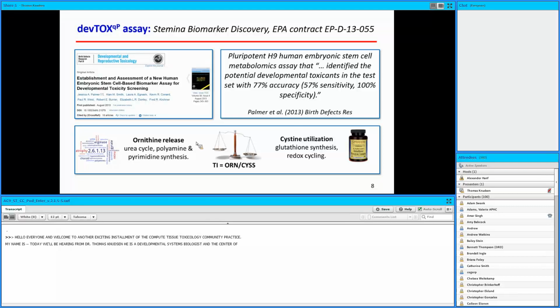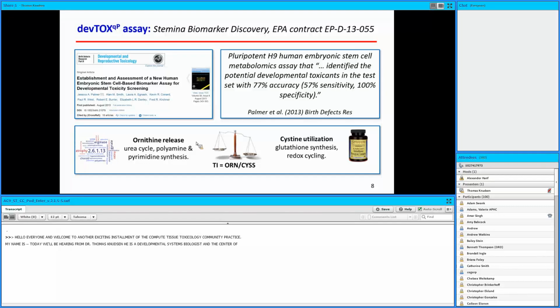And what they identified was a pluripotent H9 human embryonic stem cell metabolomics assay that identified the potential developmental toxicants in a test set with 77% accuracy. So they identified 57% sensitivity. In other words, they picked up just over half of the positives in their test set, but with 100% specificity overall.